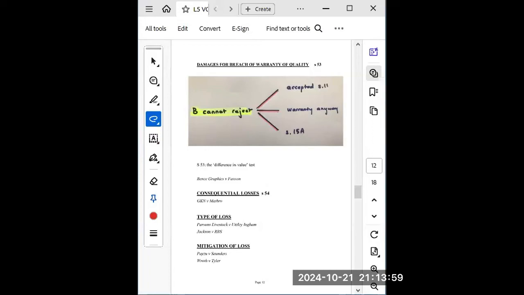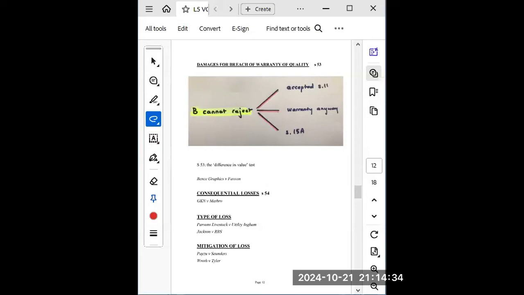So at the end of the day, the toss-up is: let the seller have a windfall or let the buyer have a windfall. The main thing is contract damages are compensatory. It's only meant to compensate a buyer for his loss, not to punish. We're looking at Section 53. Section 53 applies if the buyer does not reject or he cannot reject.